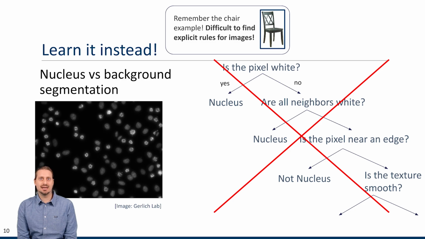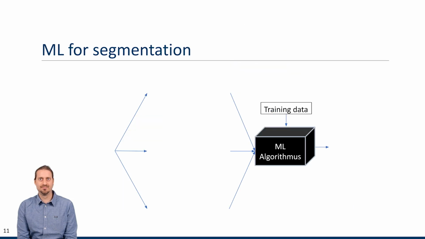We've already discussed this in the first lecture, when we discussed the example for furniture classification, that finding good and generalizable rules for solving image problems is very tricky. So we don't want to go down this road, and we want to learn this decision instead. Similar to the simple toy problems that we've seen in the first lecture, we now want to apply machine learning methods to solve the image segmentation task that we are given here.